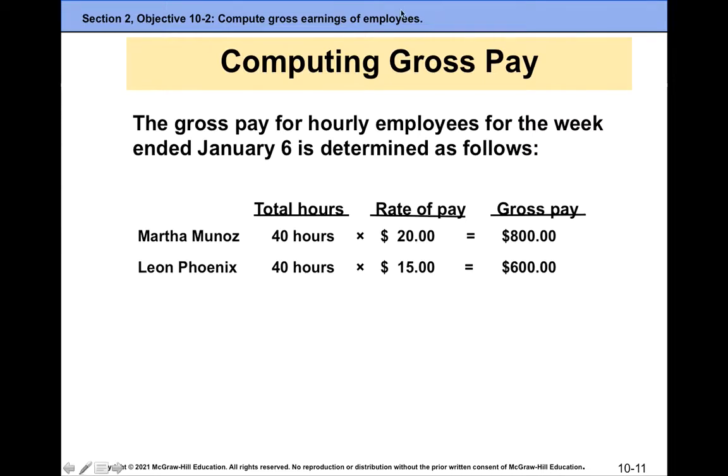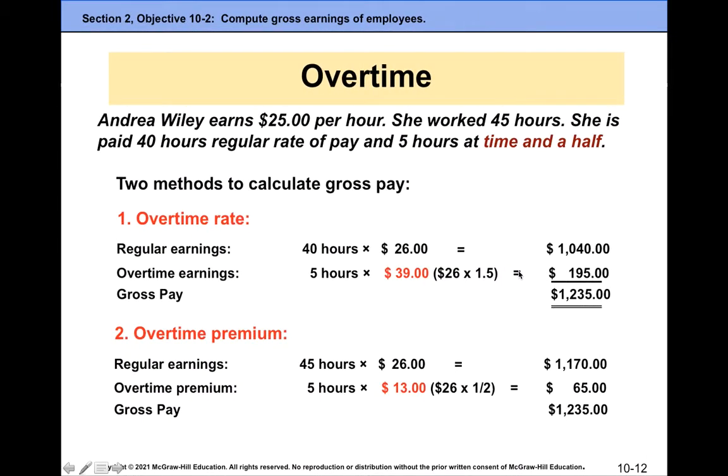This is very easy. Gross pay, I give you two examples. Martha works for 40 hours. She makes $20 an hour, so her gross pay is $800. Leon, here is the calculation. Overtime. There are two ways of calculating overtime.